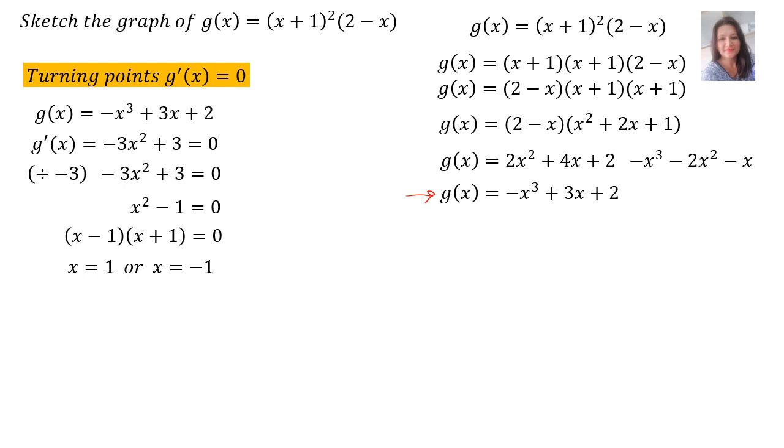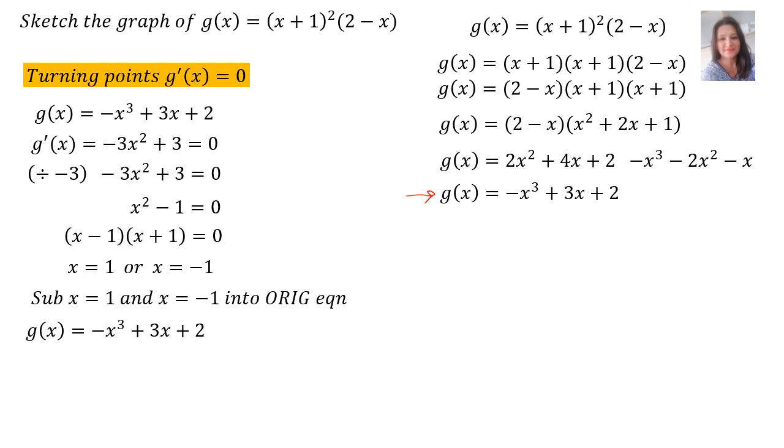Now to find the corresponding y value, the rule is to substitute x is equal to 1 and x is equal to negative 1 into the original equation. I chose the one that I multiplied out. Then in goes 1 in x's place, and I end with a 4.